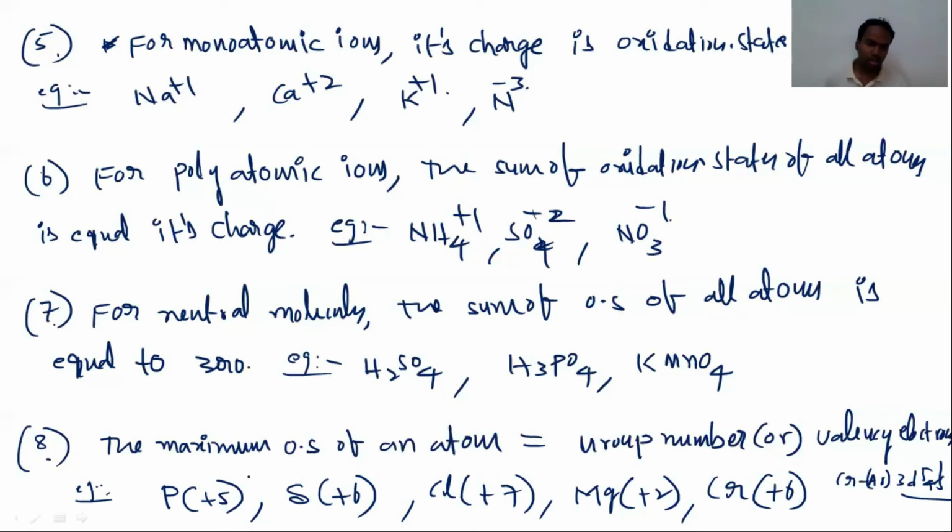So these are the maximum oxidation states. The eighth point is very important, and many numericals are based on it. For objective questions, the eighth point is very important. The maximum oxidation state of an atom is equal to its group number, and does not exceed it. So this is the eighth point. Now come to the minimum oxidation state.